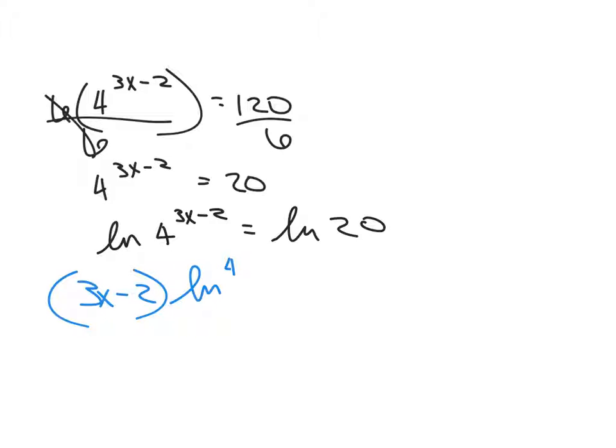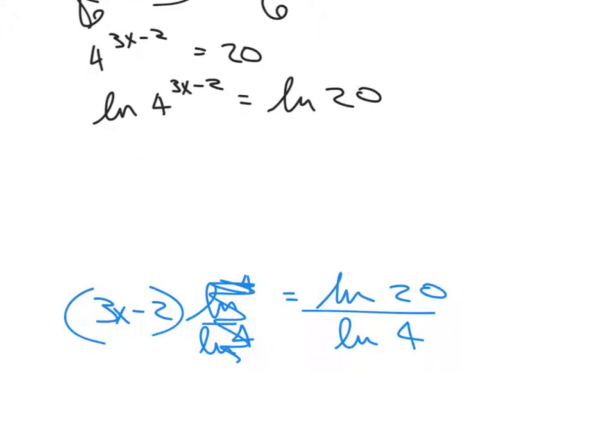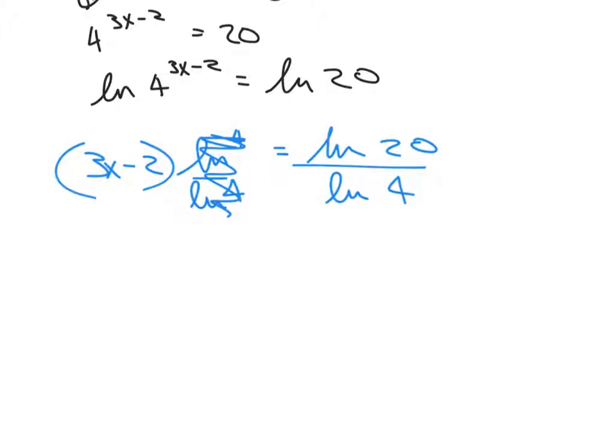Okay, and then we can get the ln's together. So we divide by ln 4, divide by ln 4, and it gets rid of that and gives me 3x minus 2 equals ln of 20 over ln of 4. Okay, so see what happened there by just taking the ln. It allows me to get my exponent from an exponent down here in front of the ln.